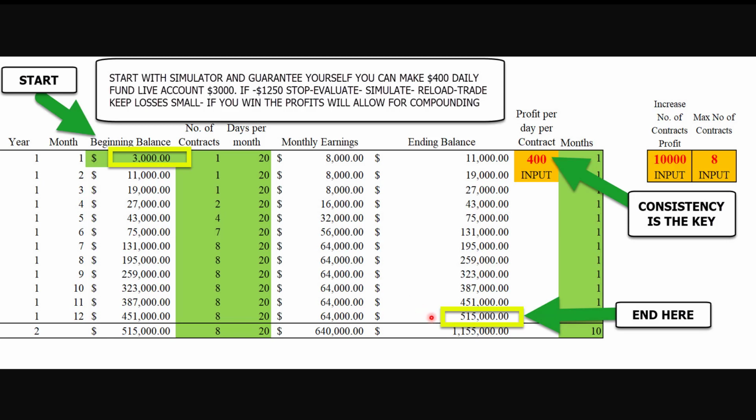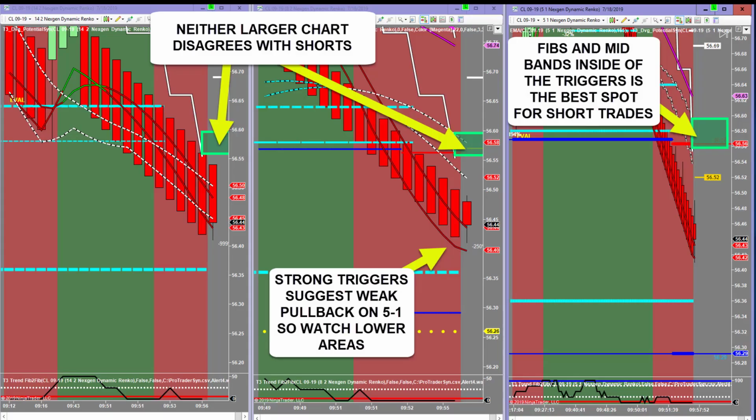And ultimately, the result, if you do everything correctly and you're averaging $400 a day, is that you're going to be able to make a lot of money. So we're all in agreement. We all want to make a bunch of money.